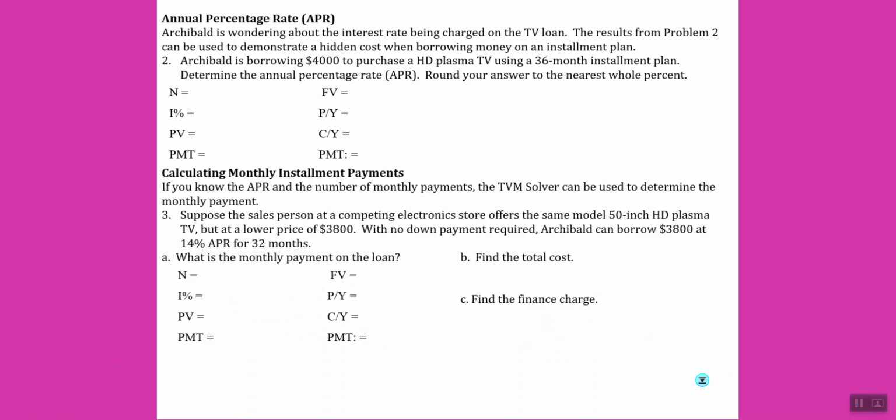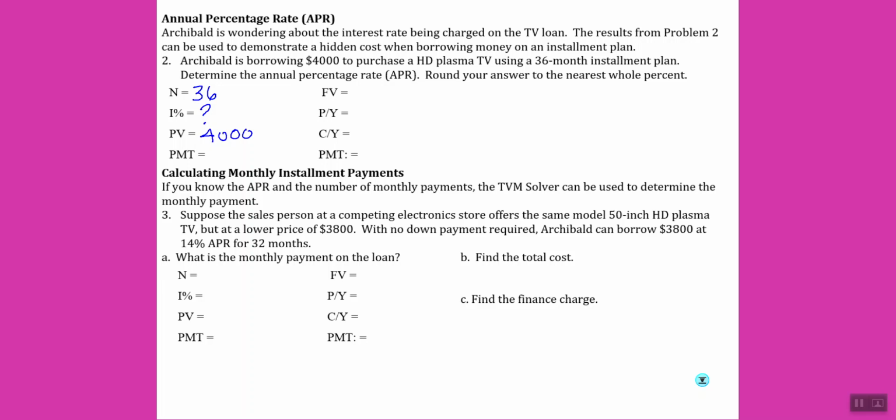Annual percentage rate, or APR. Archibald is wondering about the interest rate being charged on the TV loan. The results from problem 2 can be used to demonstrate a hidden cost when borrowing money on an installment plan. So Archibald is borrowing $4,000, so that's our PV, to purchase the HD plasma TV using a 36-month installment plan. So that's N. Determine the annual percentage rate, so I is our question mark. Round your answer to the nearest whole percent.